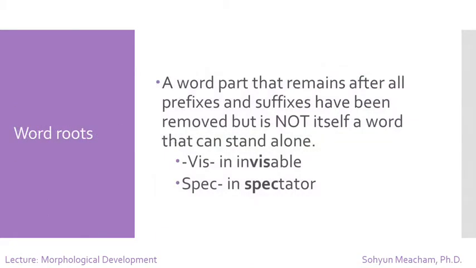Word roots are also morphemes. They are word parts that remain after all prefixes and suffixes have been removed. They cannot stand alone though. VIS in invisible and SPEC in spectator are examples of word roots.